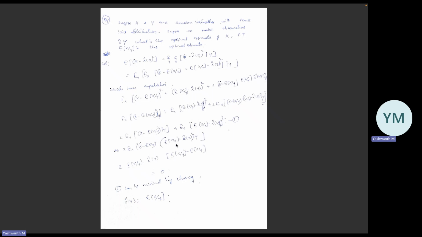Because this E of x given y minus x hat of y, conditioned on y, is a constant, we can push it back, and we can take the expectation only on the first term, which is nothing but E of x given y minus E of x given y, and that is 0. So now this is the sum of two non-negative quantities, and x hat of y is only present in the second, so that can be minimized by taking x hat of y as E of x given y.